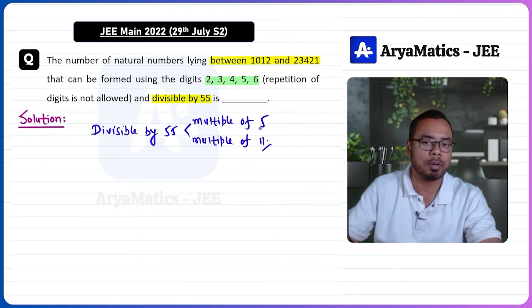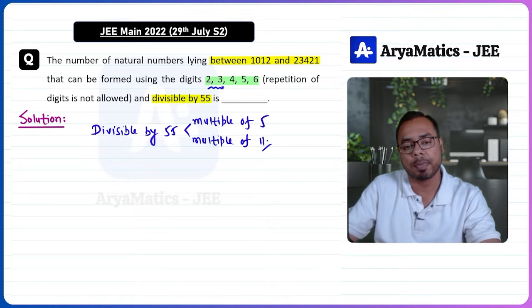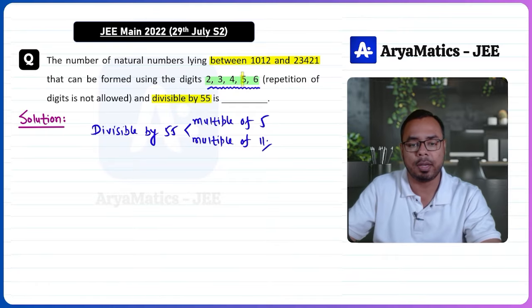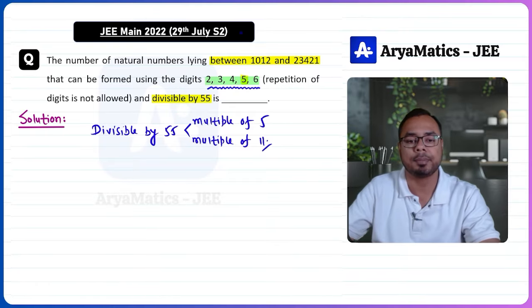Also, a number is a multiple of 5 if the digit at unit place is either 0 or 5, but here we do not have 0. All the given digits are non-zero digits 2, 3, 4, 5 and 6. So at unit place we have to keep 5 only, then only it will be a multiple of 5.